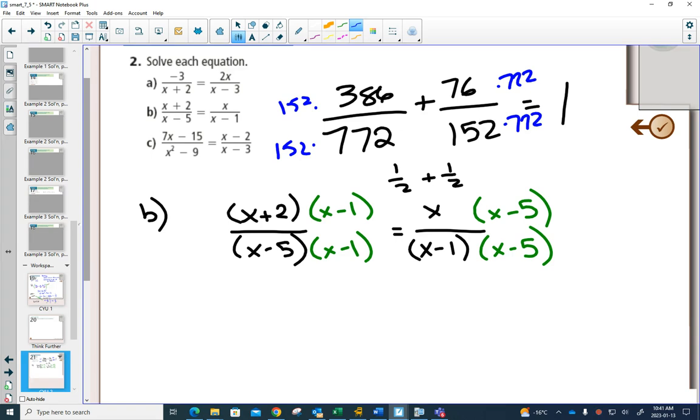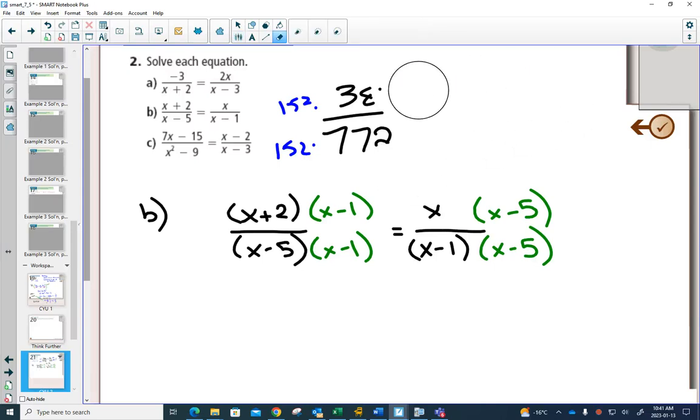Will that happen in this unit? Absolutely. So we have to be careful if we can simplify things. Getting this to 1/2 plus 1/2 makes our life a lot easier.